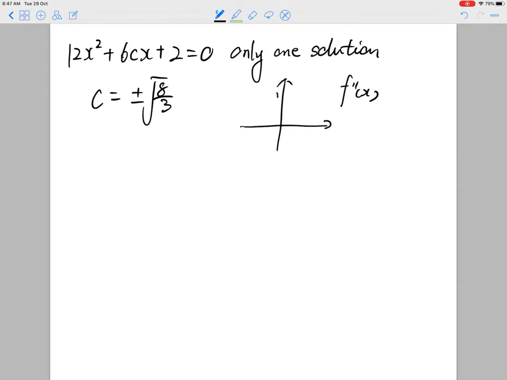It's a quadratic function and there's only one solution, which means before and after this point, the second order derivative sign doesn't change. So when c equals this, even if there is a solution such that second order derivative equals 0, because the sign of second order derivative doesn't change before and after, there's still no inflection point. So for question 1, the final answer is when c is smaller or equal to square root of 8 over 3, and greater or equal to negative square root of 8 over 3.